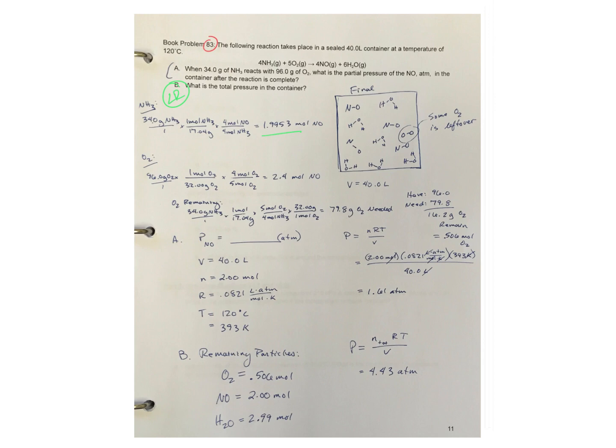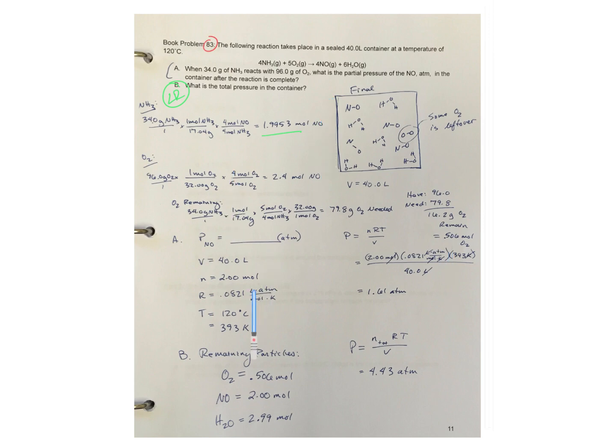In order to determine how much oxygen remains, we know that you had 96 grams of oxygen. In order for this amount of oxygen to react with this amount of ammonia, we only needed 79.8 grams of oxygen. So we had 96, and the stoichiometric ratio tells us we only need 79.8, which means there would be 16.2 grams of oxygen that remain. When you convert 16.2 grams into moles, that's the number of moles of oxygen left over in this container after the reaction has finished.